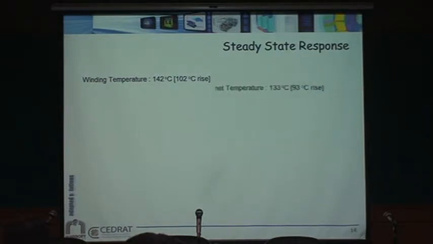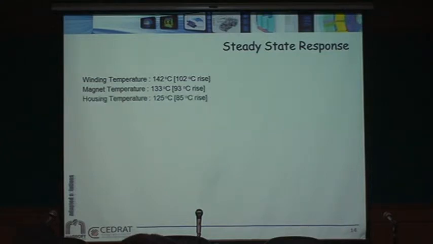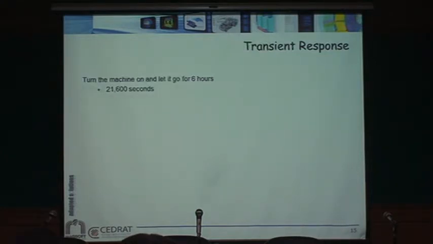So if I do the steady state, what I found out is that the winding temperature is going up to 142 degrees, and if you remember, we started at an ambient of 40. So the raise is 102 degrees. Here the raise is 93 degrees for the winding. And if I look at the housing, we're up to 125. Okay? And this is seen if the machine turns on and we let it go for 6 hours, so we'll see if we reach this.